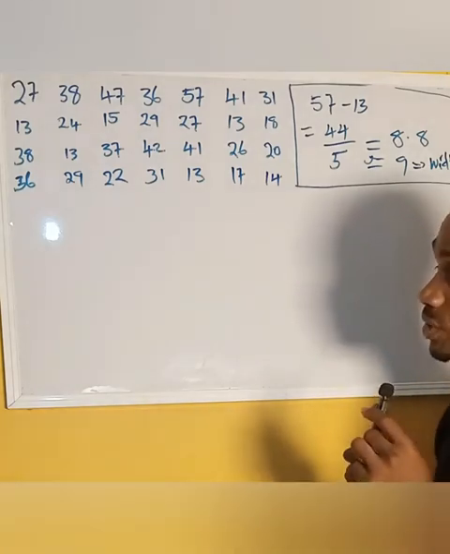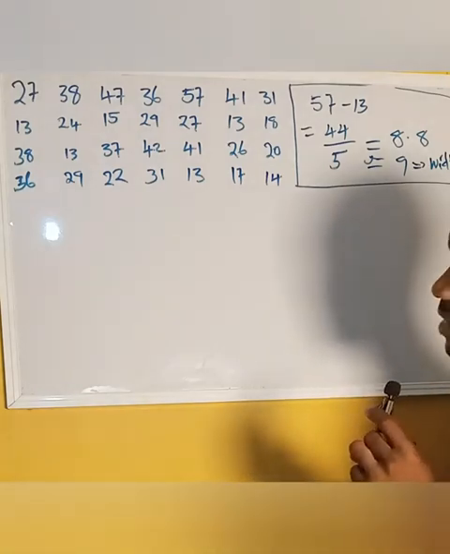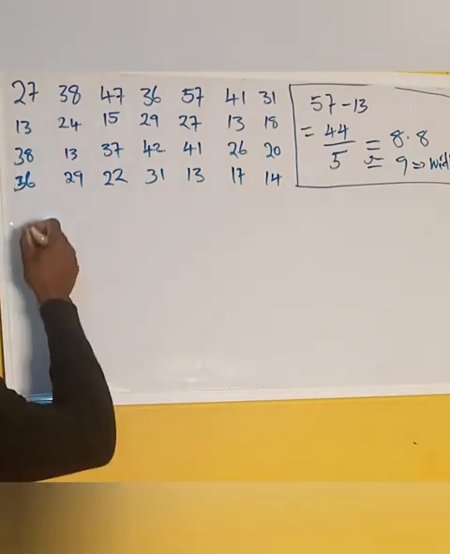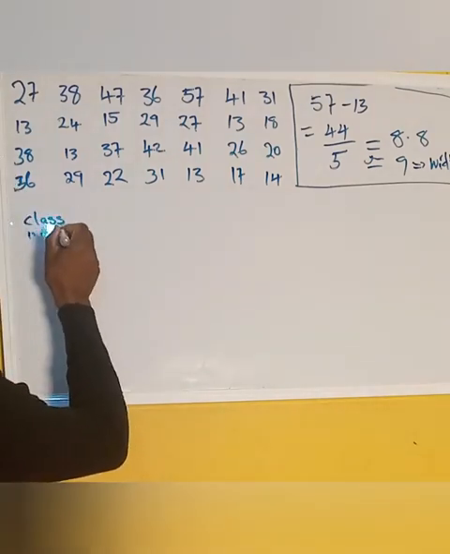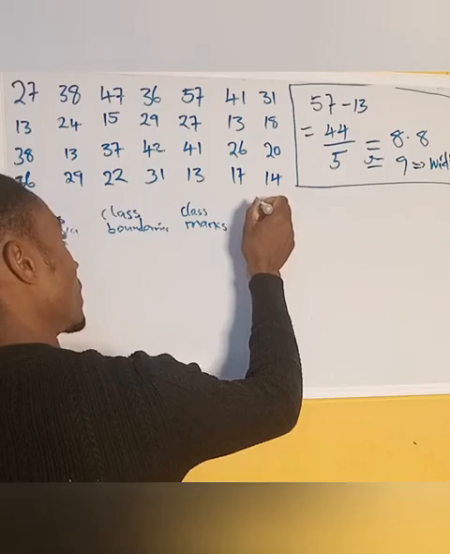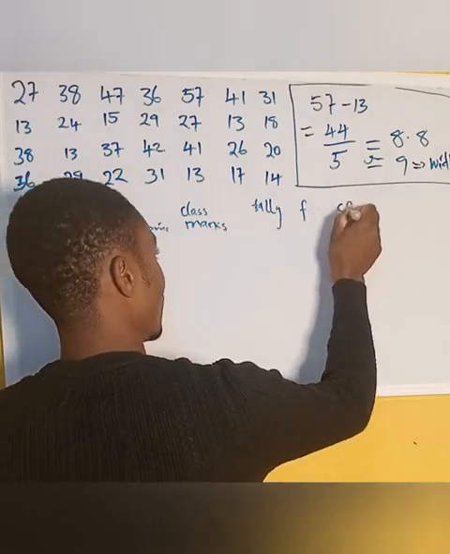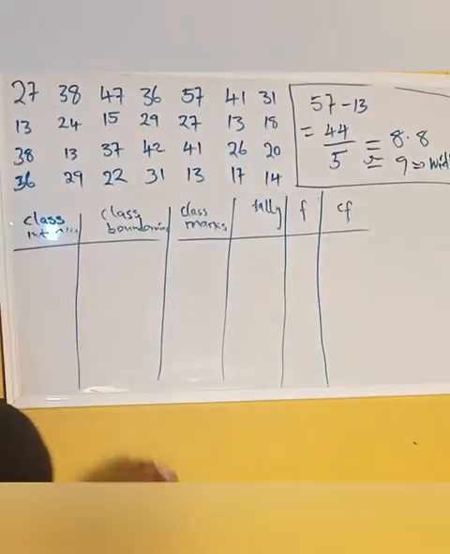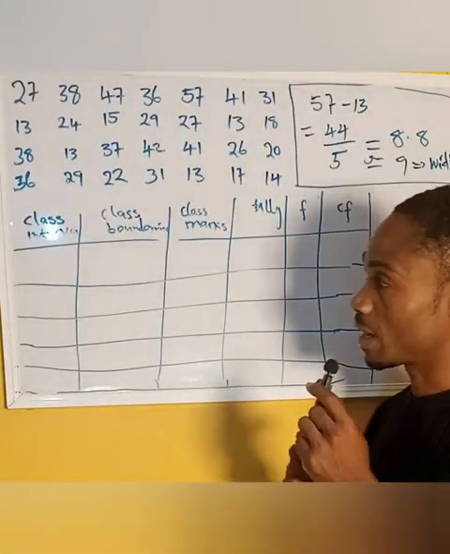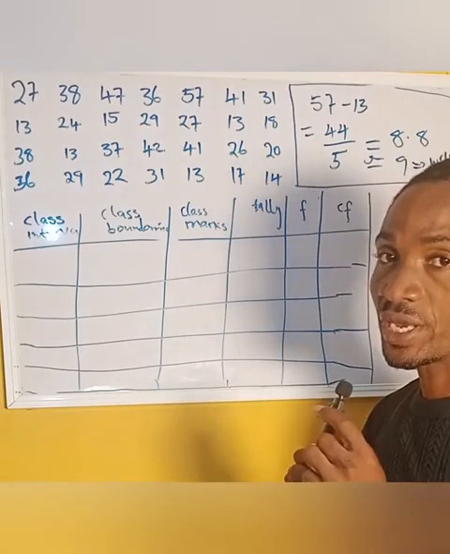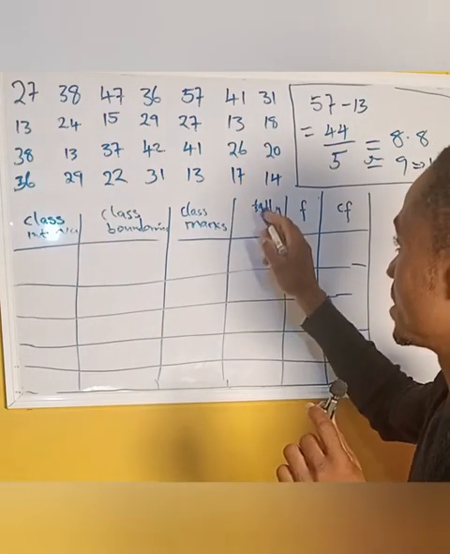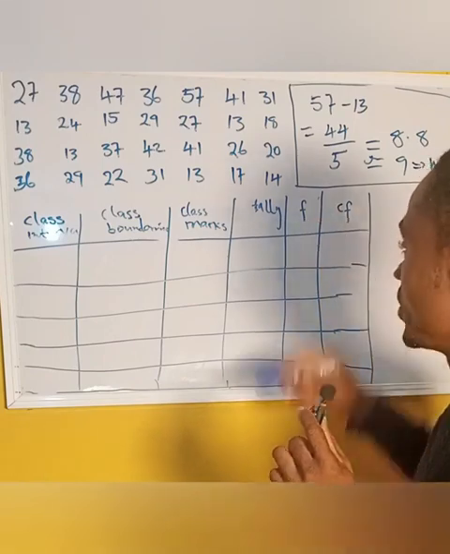Okay, let's construct our class boundary, class mark, and the rest. I start with the class interval. I have done ruling my columns. I will have class interval, class boundary, class marks, tally, frequency, and cumulative frequency.